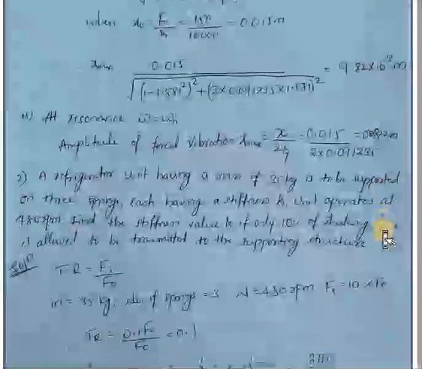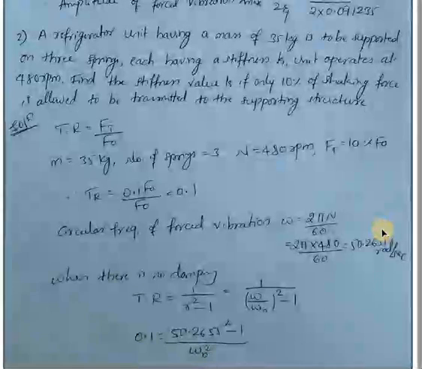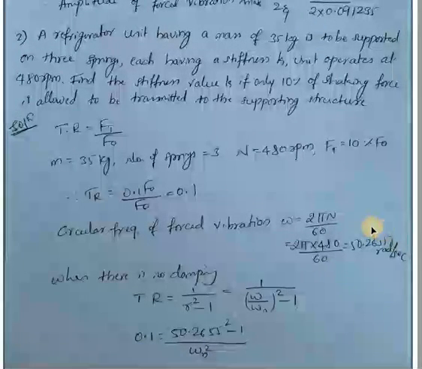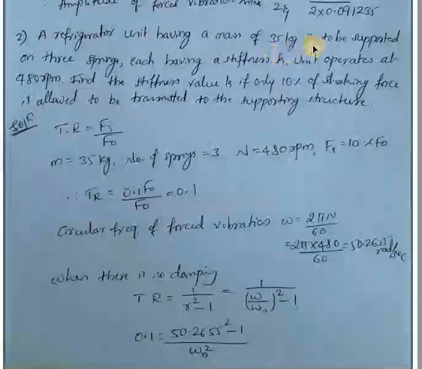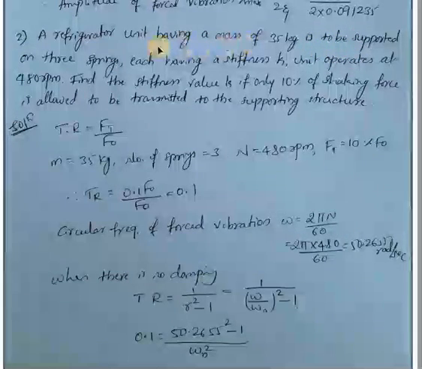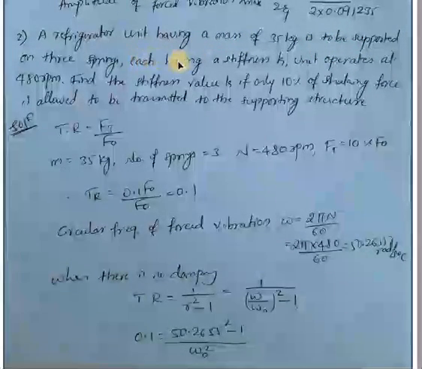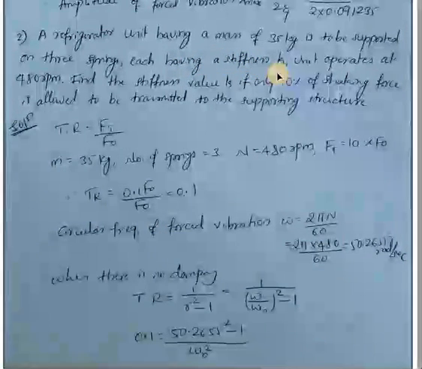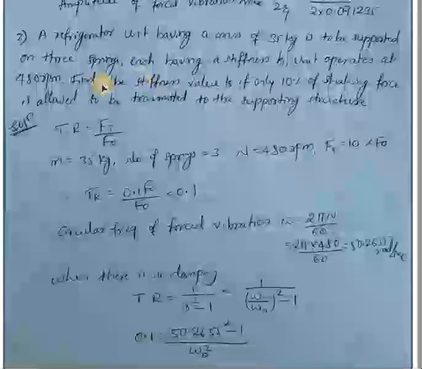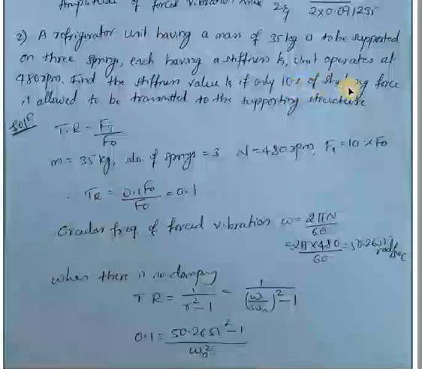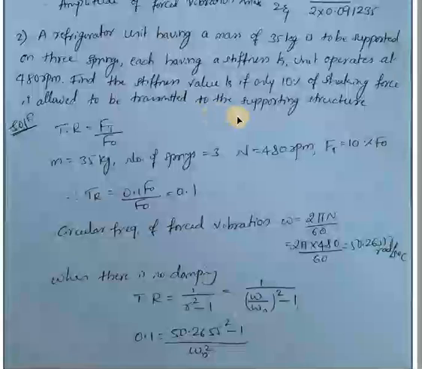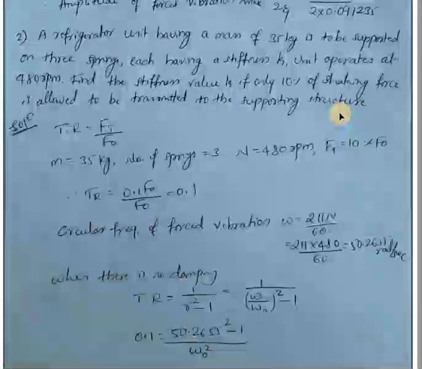Now we go for the second problem. Here is the statement: a refrigerator unit having a mass of 35 kg is to be supported on 3 springs, each having a stiffness K. The unit operates at 480 rpm. Find the stiffness value K if only 10% of the shaking force is allowed to be transmitted to the supporting structure. So this problem is based on the transmissibility ratio.